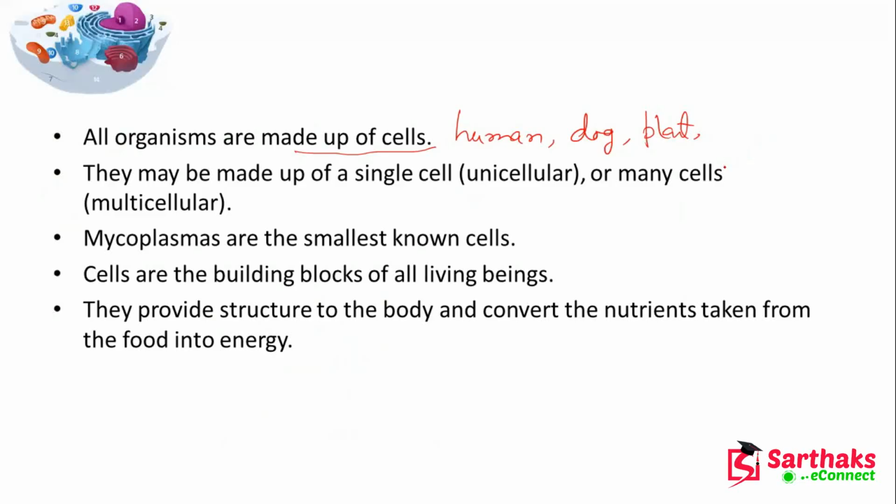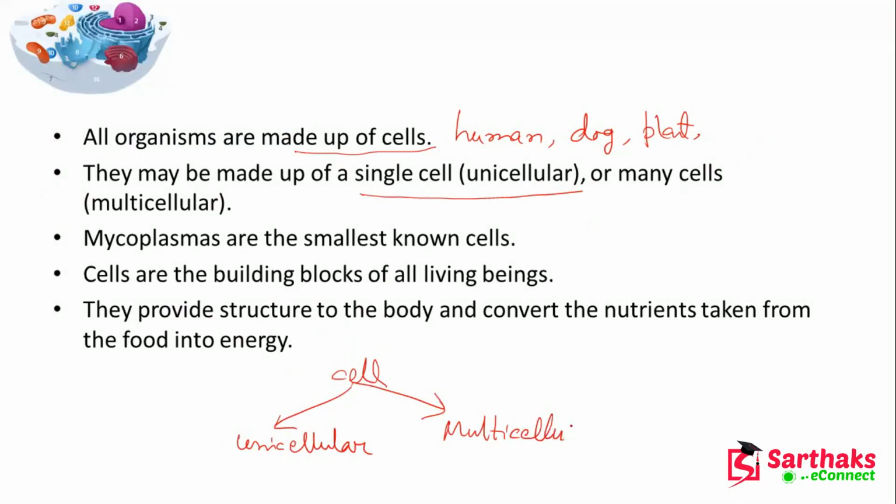They also have cells. Now they may be made up of a single cell, which is called unicellular, and the other is multicellular. Unicellular means only a single cell will be there, and if we have many cells, then it is multicellular. And mycoplasmas are the smallest known cells.